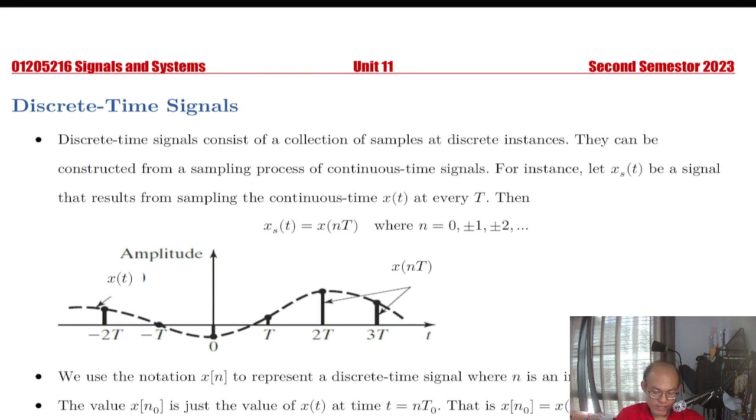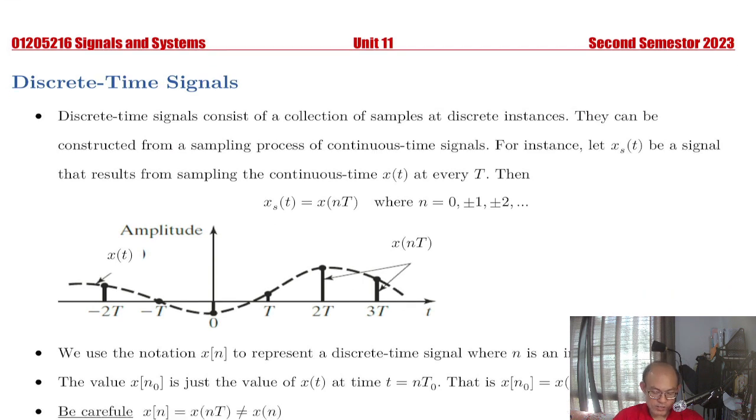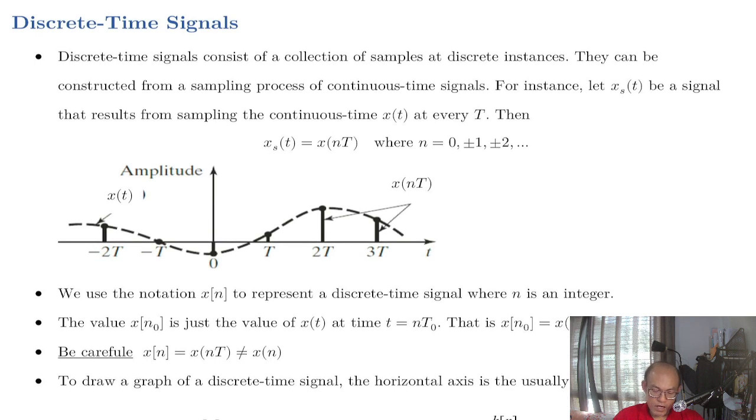Now we're beginning the new chapter. This chapter is about discrete time systems, discrete time signals. Basically, suppose we have a continuous time signal that is represented by a dashed line here on its graph, and suppose we sample this signal every T time units. Okay, so these points are called samples.